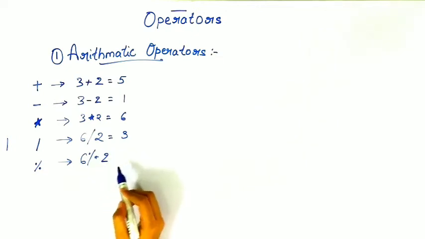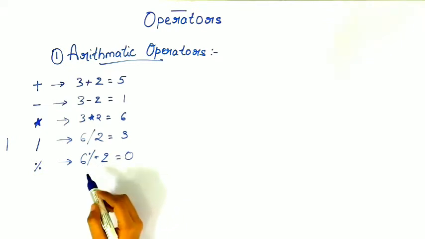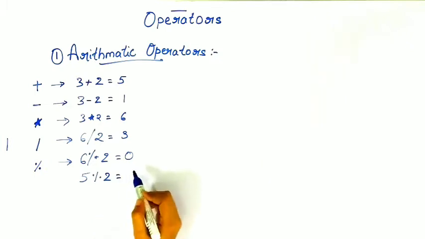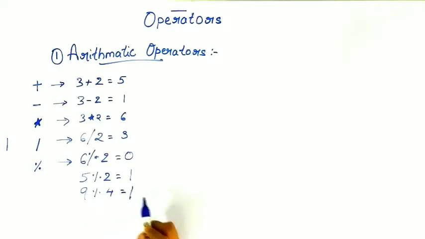6 modulo 2 will give us 0 because 6 is completely divisible by 2, whereas 5 modulo 2 will give us the answer as 1 because when we divide 5 by 2, we get the remainder as 1. Similarly, 9 modulo 4 will give the answer as 1, where 1 is the remainder.